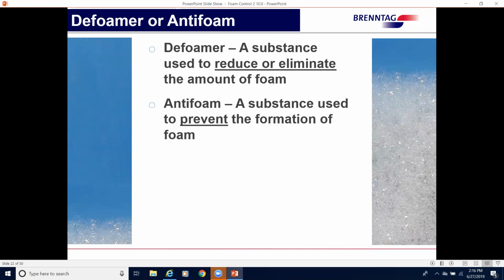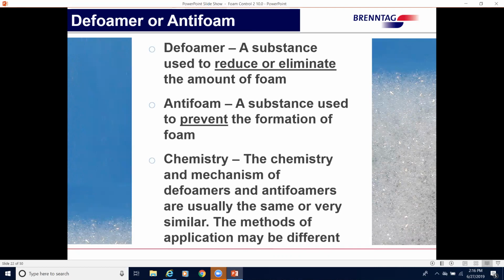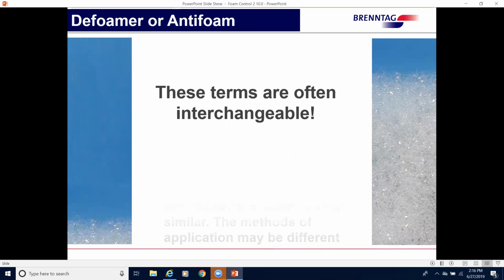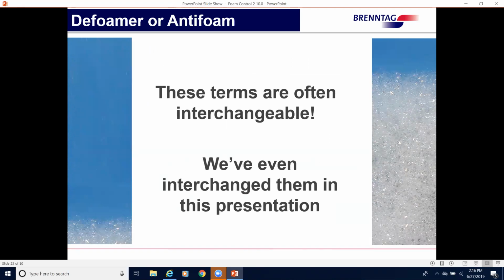One of the big key things to realize here is that the chemistry of each of these items, a defoamer or an anti-foam, is typically the same or very, very similar. So that goes back to the previous question: is it a defoamer or an anti-foam? I think the key takeaway here is that the products are generally the same. It's when you add them that makes the difference. So defoamer or anti-foam, these are often interchangeable. And I think that, through the course of this presentation, I've done it a couple of times myself.